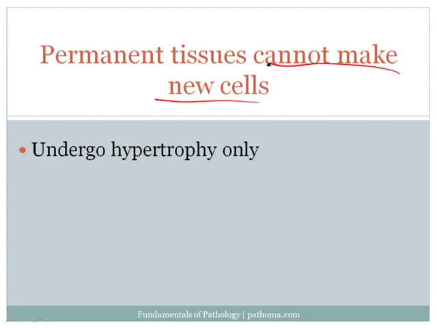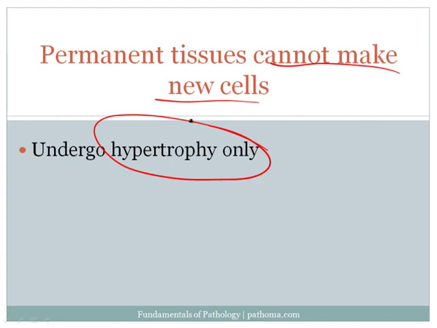Hence, because they can't make new cells, they won't be able to undergo hyperplasia, and so they'll undergo hypertrophy only. This is a very high yield topic. So let's take a step back and remind ourselves that in the human body there's basically 3 permanent tissues.